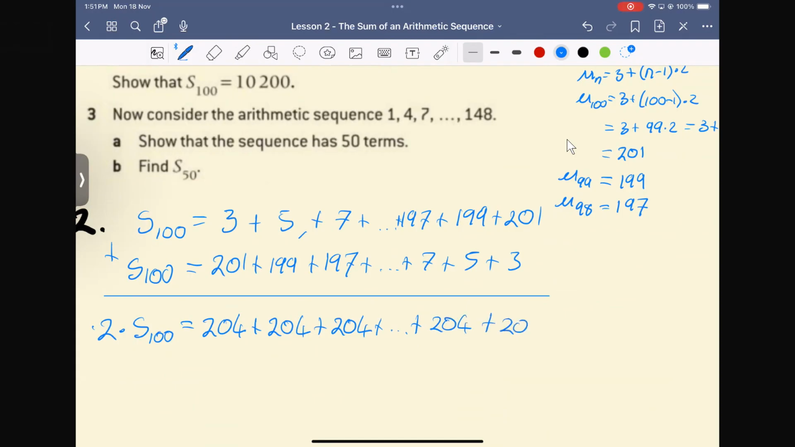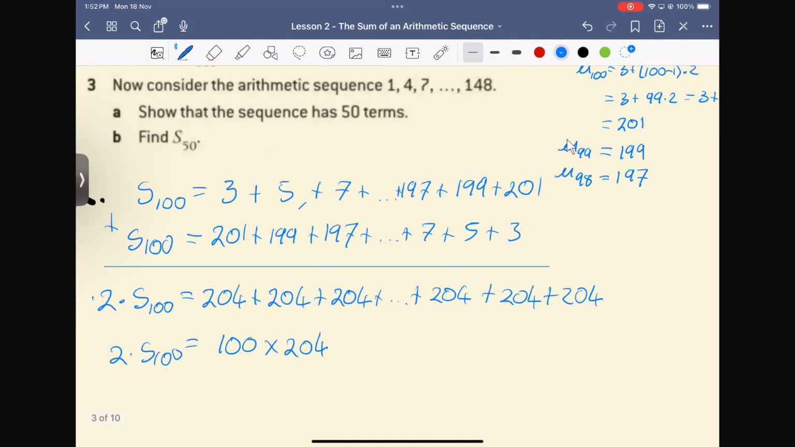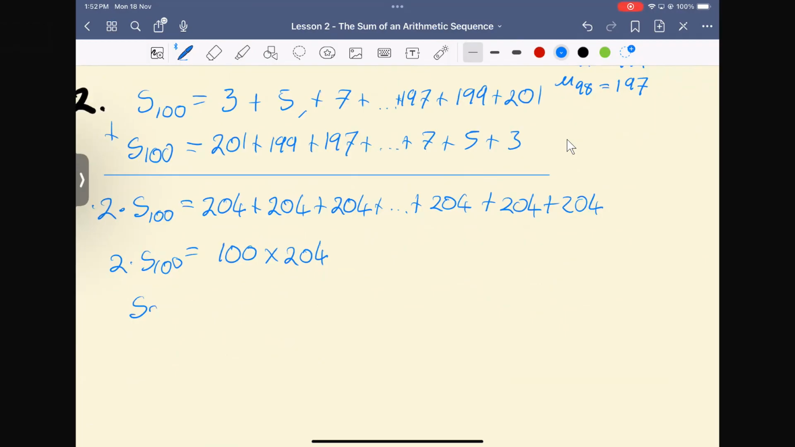How many lots of 204 will we have? 100. We'll have 100 lots of 204. So the sum of 100 terms in this sequence is going to be 100 times 204 divided by 2.